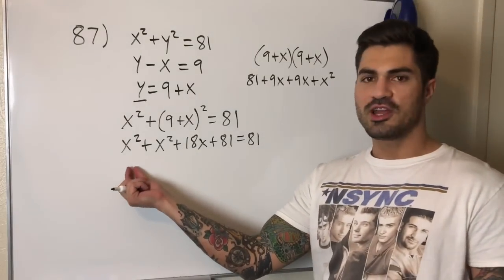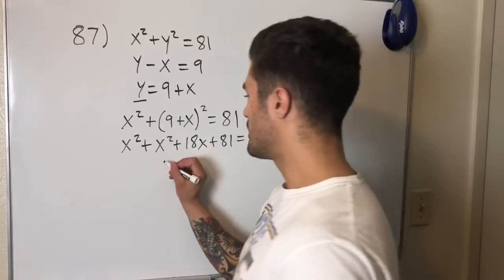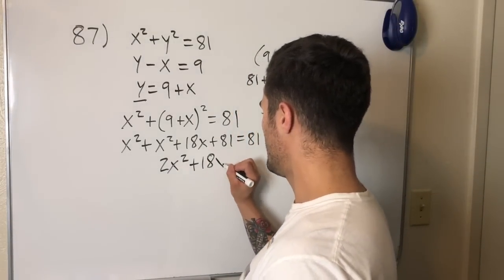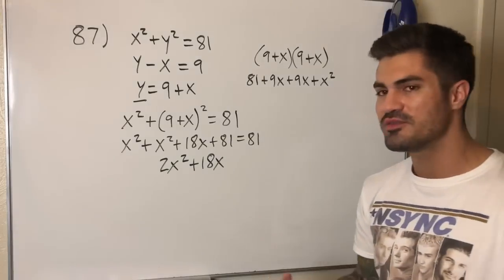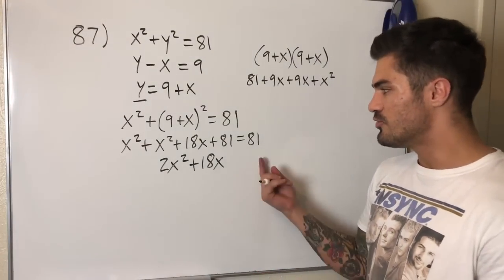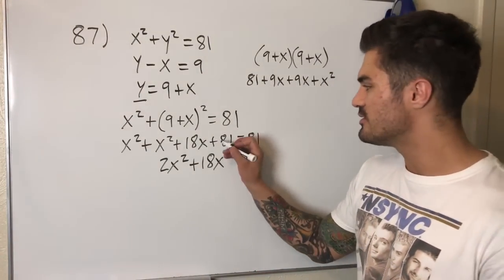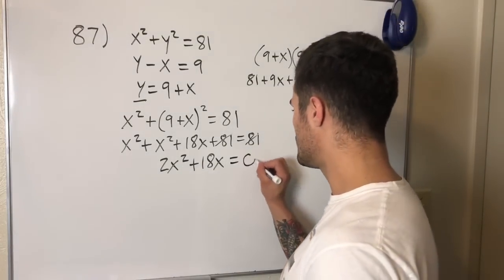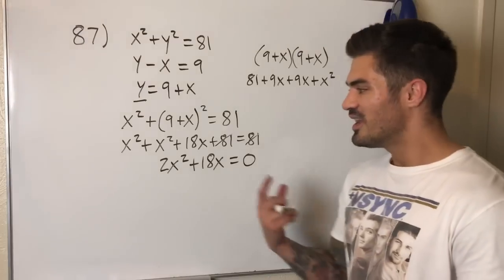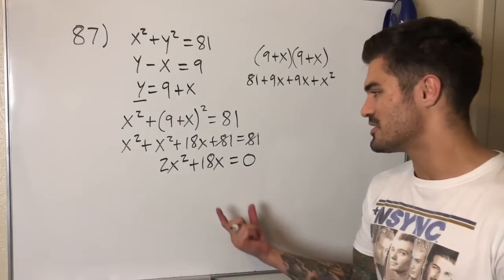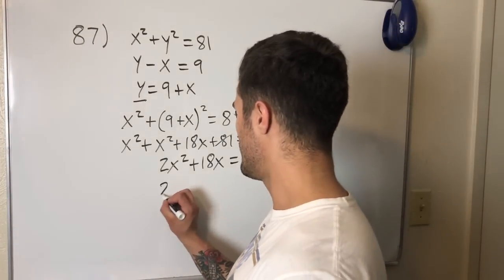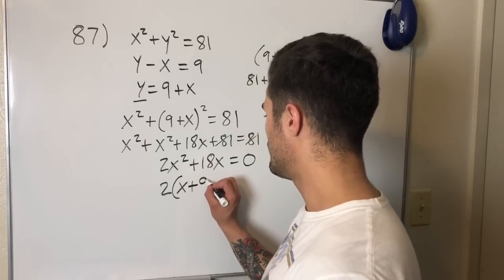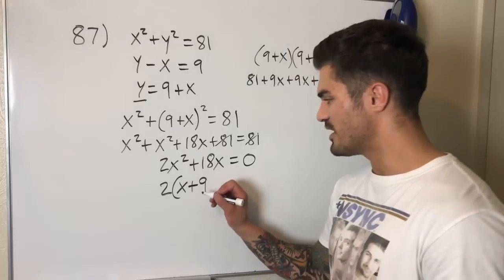I can combine another like term here. This is 2x squared, so I have 2x squared plus 18x. And then what else happens? This is a quadratic, so I have to get 0 on one side. What's cool is when I subtract 81 from both sides, that's gone and that's gone. So I just have 2x squared plus 18x equals 0. I'm actually going to end up with two solutions for x, because I can factor out the 2. Let me factor out the 2 out in front. I have x plus 9. Actually, I can factor out a 2x.